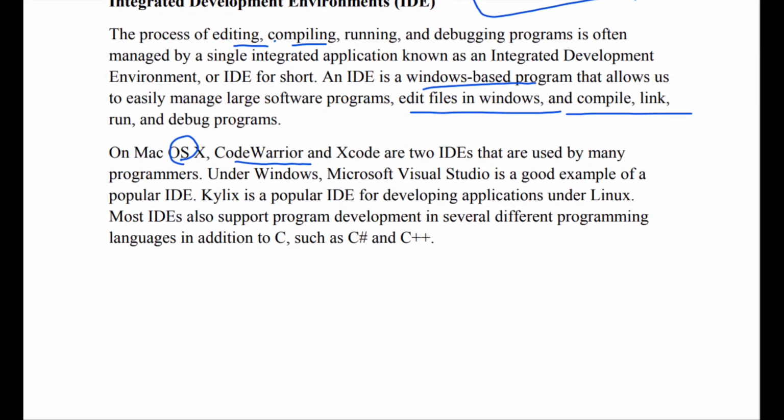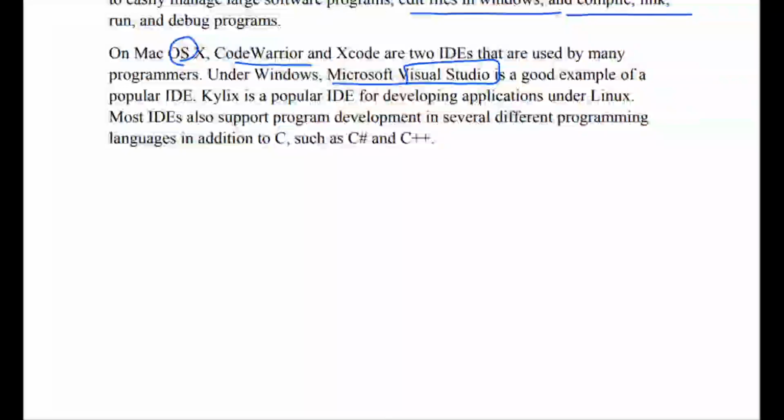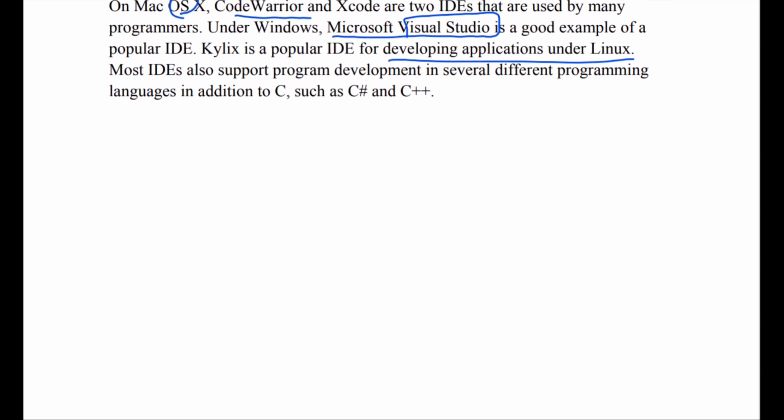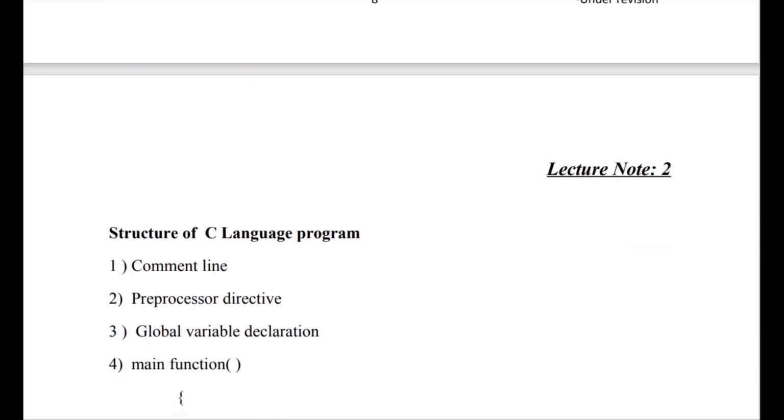On Mac OS X, CodeWarrior and Xcode are the two IDEs that are used by many programmers. Under Windows, Microsoft Visual Studio is a good example of a popular IDE. Kylix is a popular IDE for developing applications under Linux. Most IDEs also support program development in several different programming languages like C, C#, and C++.